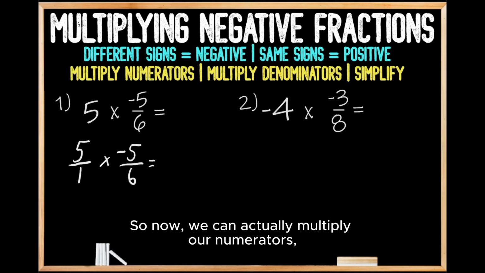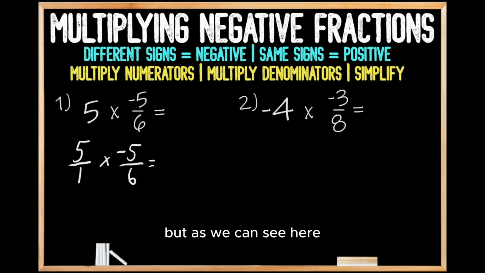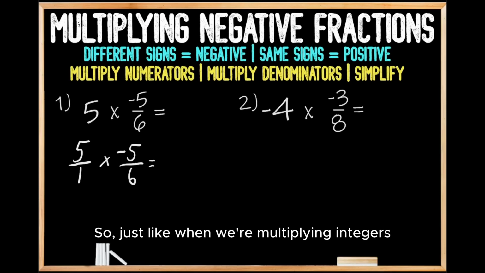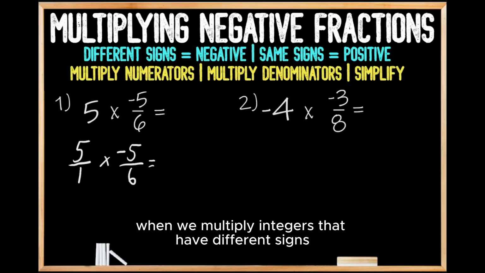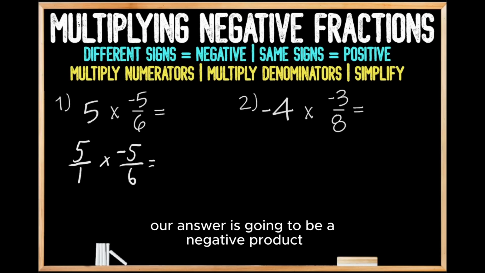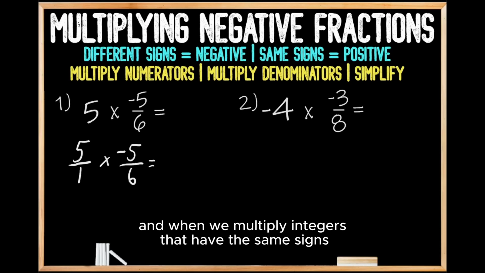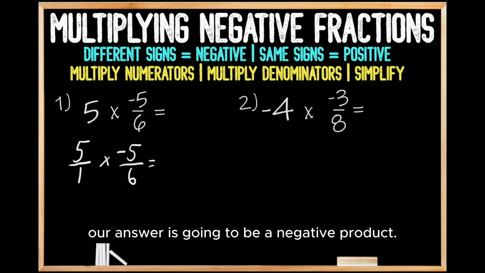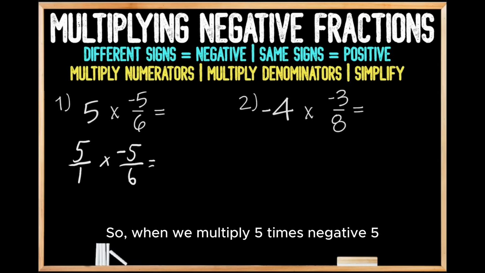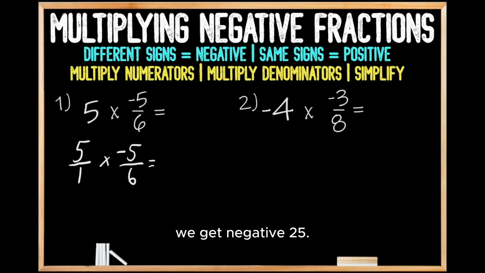So now we can actually multiply our numerators. But as we can see here, we have a negative and a positive. So just like when we're multiplying integers, as we can see up top highlighted in blue, when we multiply integers that have different signs, our answer is going to be a negative product. And when we multiply integers that have the same signs, our answer is going to be a positive product. So since we have two different signs here, our answer is going to be a negative product. So when we multiply 5 times negative 5, we get negative 25.